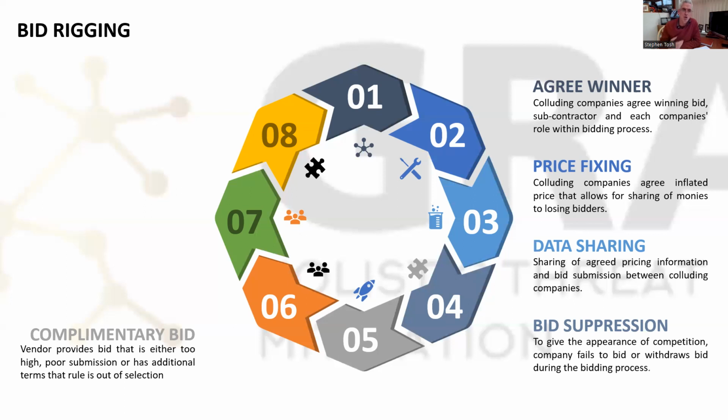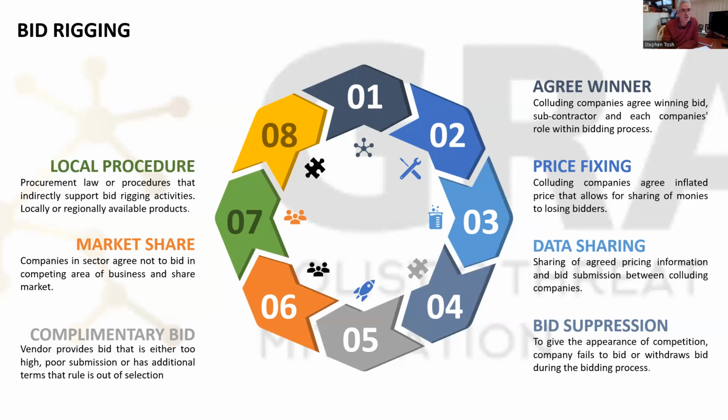And then you have things like complementary bids, where vendors will provide a bid that's too high, or they may have additional terms within there, such as, you might require 5 project managers, and they'll say, well, we can provide 3, but we can only provide them on these days. So they automatically rule themselves out of the bid. So from 7 becomes 3 or 2.